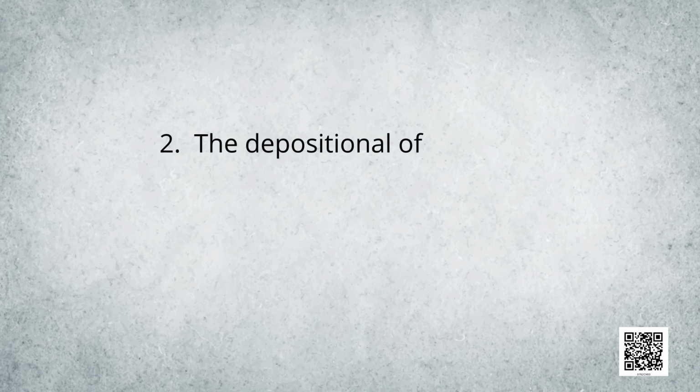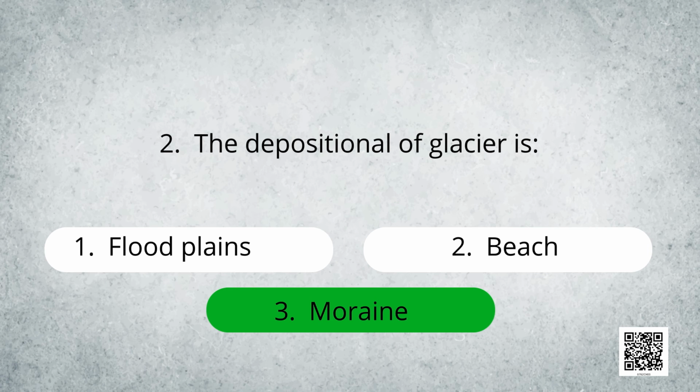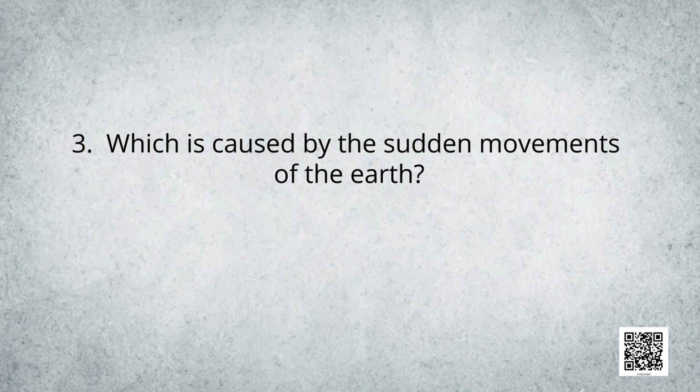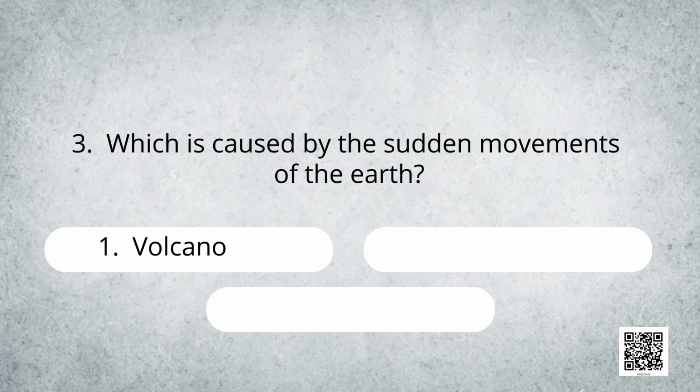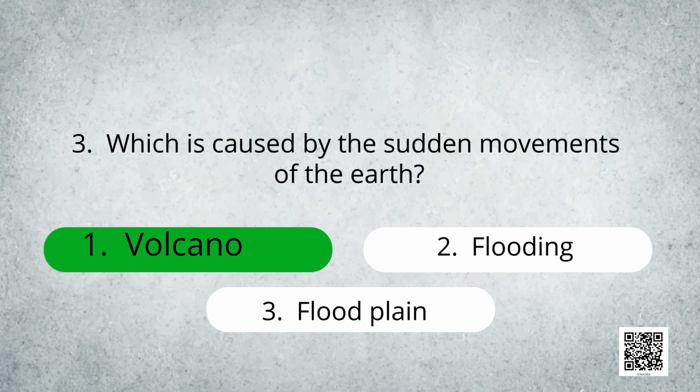Okay, look at the second statement. The depositional feature of glacier is, your options are flood plain, beach or moraine. Correct, moraine. Okay, look at the third statement now. Which is caused by the sudden movements of the earth? Your options are volcano, flooding or floodplain. Correct, volcano.